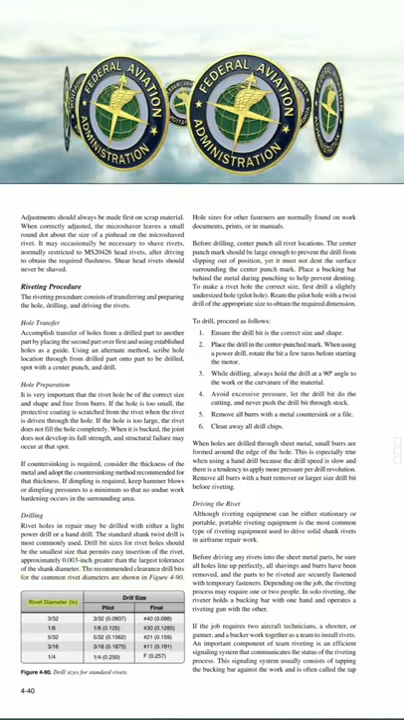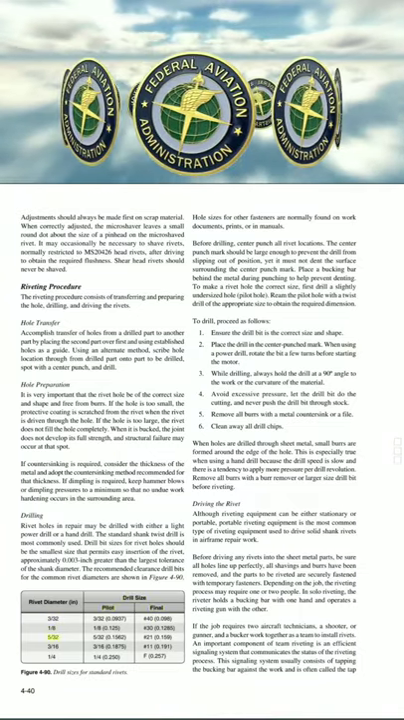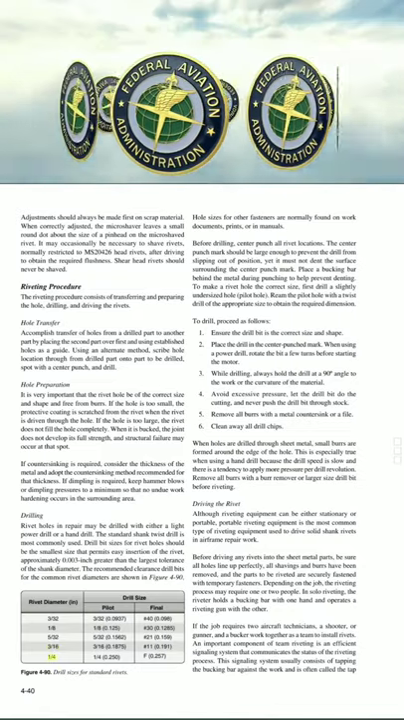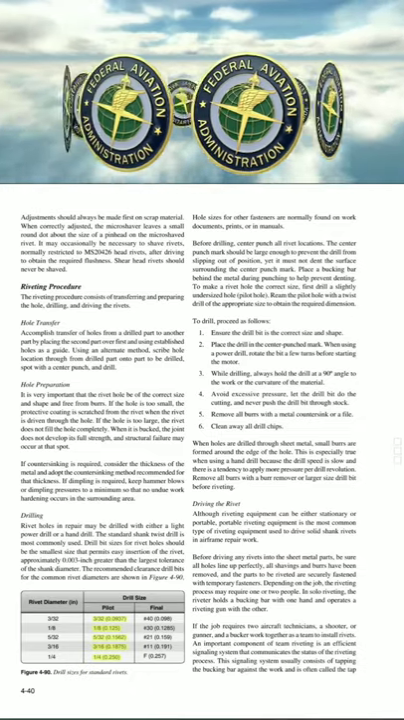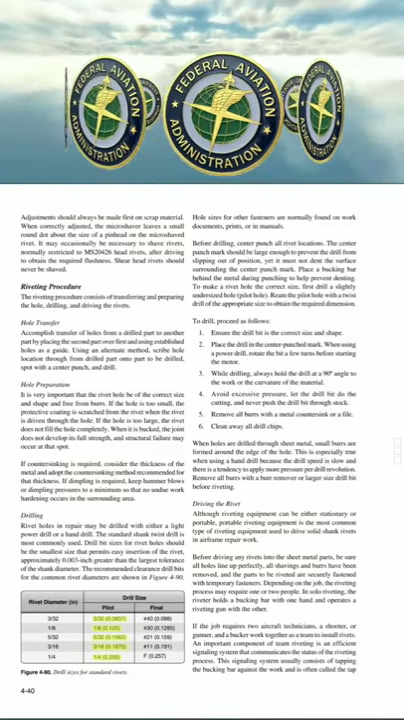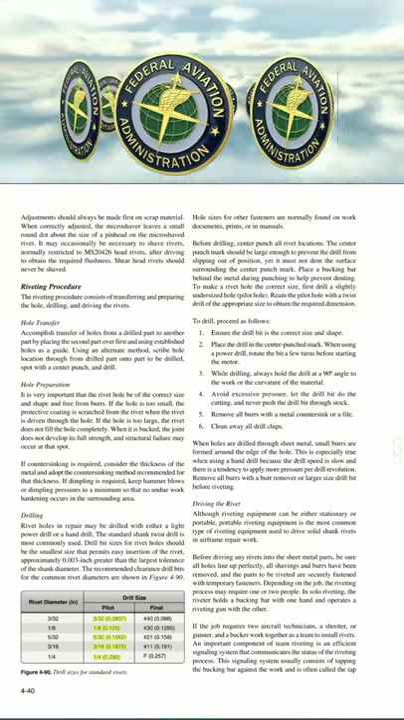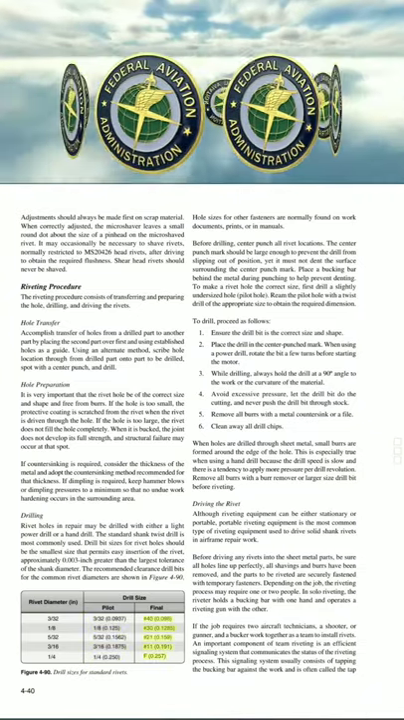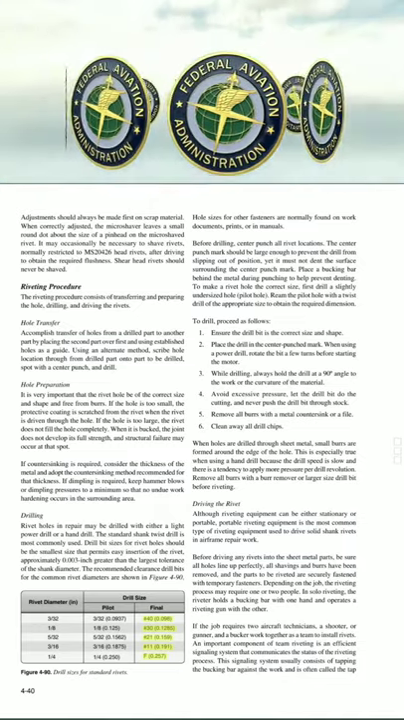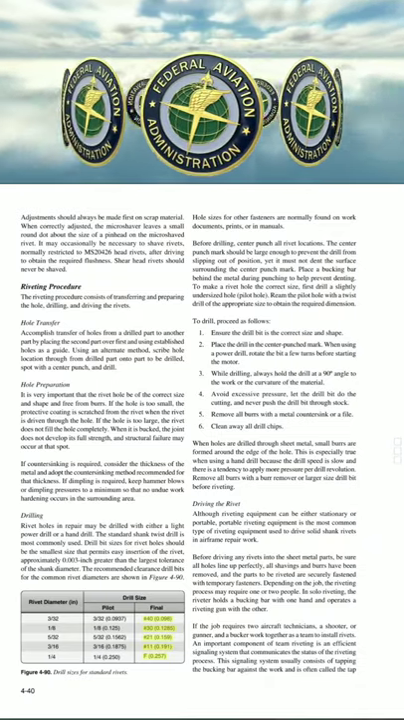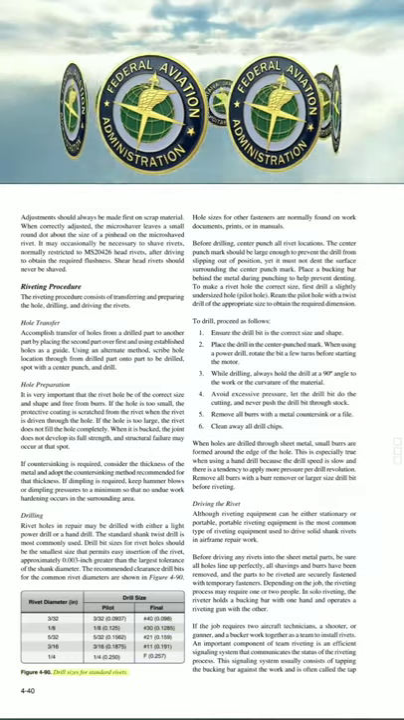Rivet diameter, in. Drill size, pilot and final. 3/32, 0.0937: pilot number 40, 0.098. 1/8, 0.125: pilot number 30, 0.1285. 5/32, 0.1562: pilot number 21, 0.159. 3/16, 0.1875: pilot number 11, 0.191. 1/4, 0.250: final F, 0.257. Figure 4-90. Drill sizes for standard rivets.